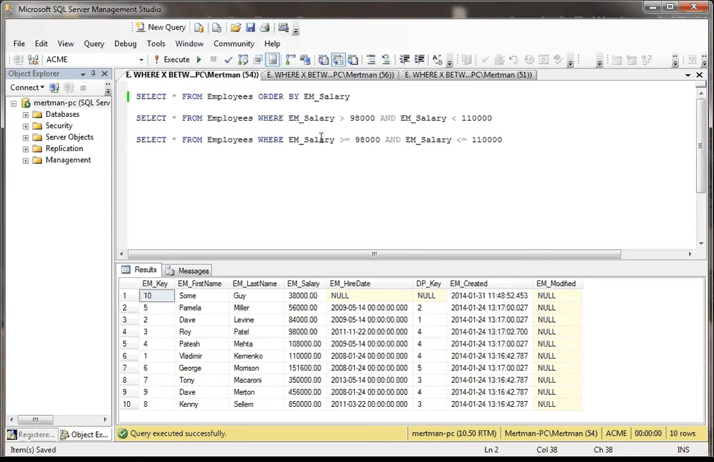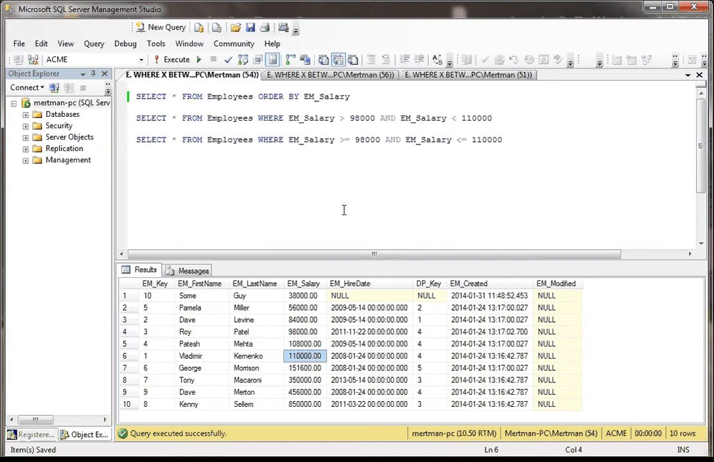Okay, now what we're going to do the first time, we just want to pick everything that's between 98,000 and 110,000, but I want to show this a couple of different ways. The first way that I want to show this is this. Now notice, in this list, there are people at 98,000, and there is somebody at 110,000. These are probably all the developers.